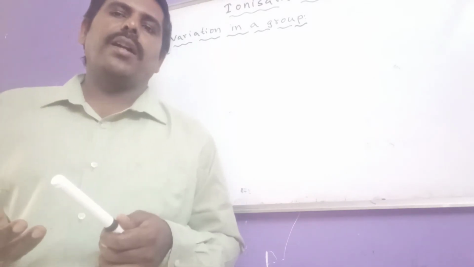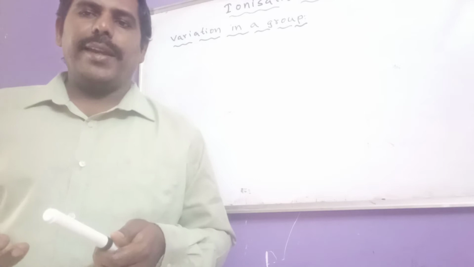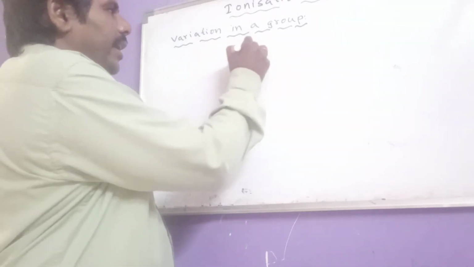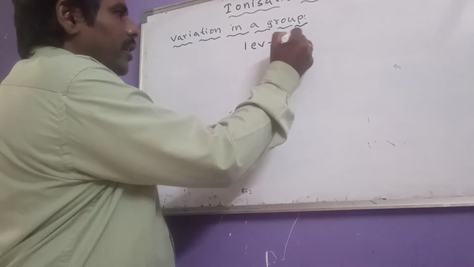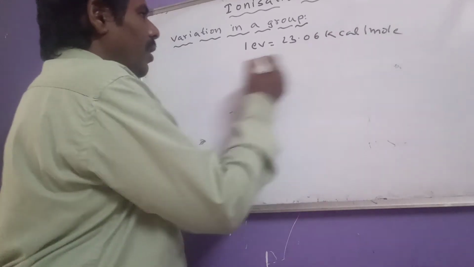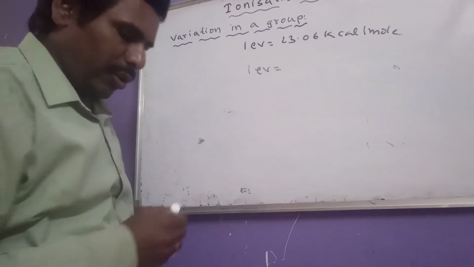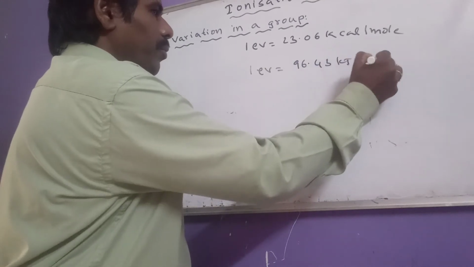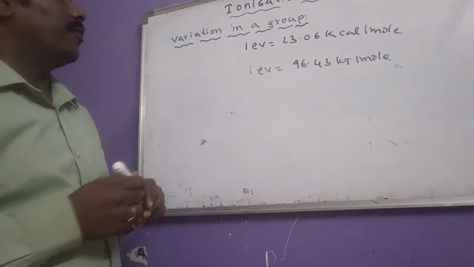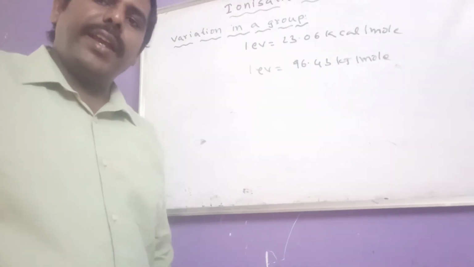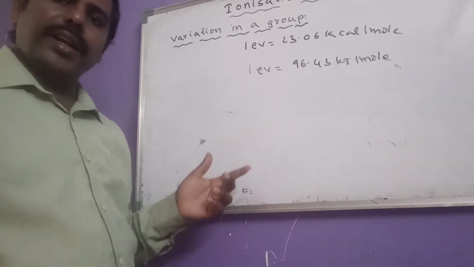Electron volt per atom, or kilocalorie per mole, or kilojoule per mole. And 1 electron volt equals 23.06 kilocalorie per mole, or 1 electron volt equals 96.43 kilojoule per mole. So these are the units of ionization potential. Now let us see what is the variation of ionization potential in a group.